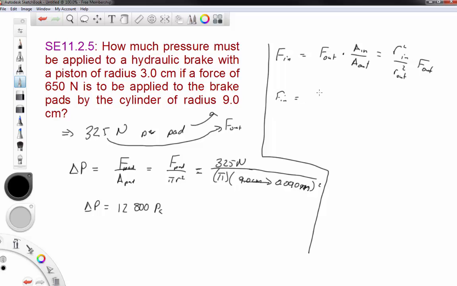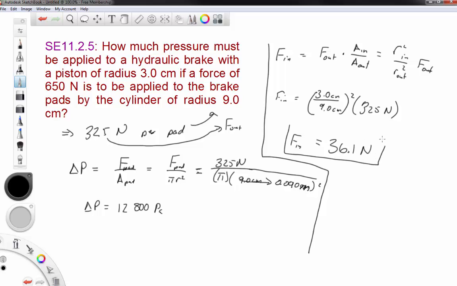F in, therefore, can be given by 3.0 centimeters over 9.0 centimeters, quantity squared, times 325 newtons. And so the input force is going to be 325 divided by, 3 over 9 is 1/3, we're squaring that, so divided by 9. And that means that we need to put 36.1 newtons of force onto the brake pedal in order for this to happen.